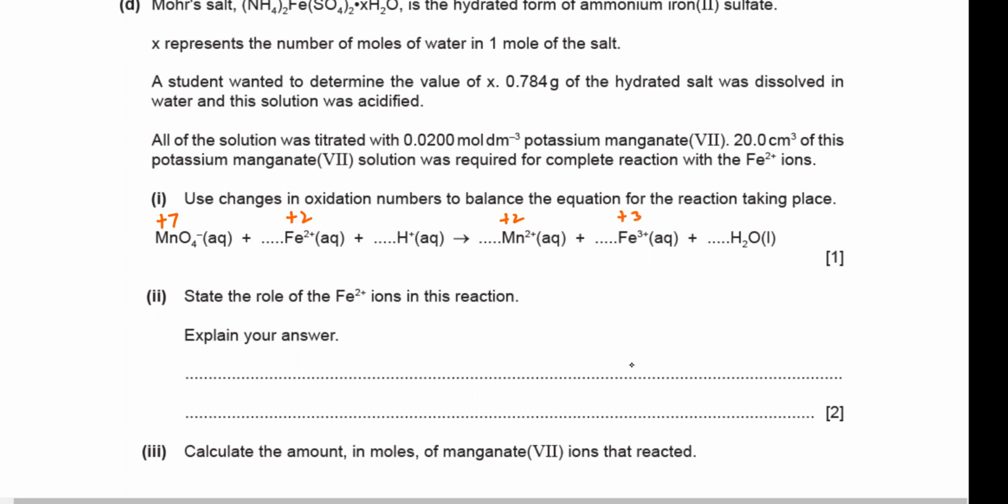Fe is +3. So Mn goes from +7 to +2. So that means a gain of 5 electrons. Fe, on the other hand, goes from +2 to +3. So that's a loss of just 1 electron. So to make the number of electrons gained and lost equal, I need to multiply this one by 5. So there should be 5 Fe's in the reaction, and there should be one Mn. And you can balance the other things. There are 4 oxygens, so there would be 8H plus.